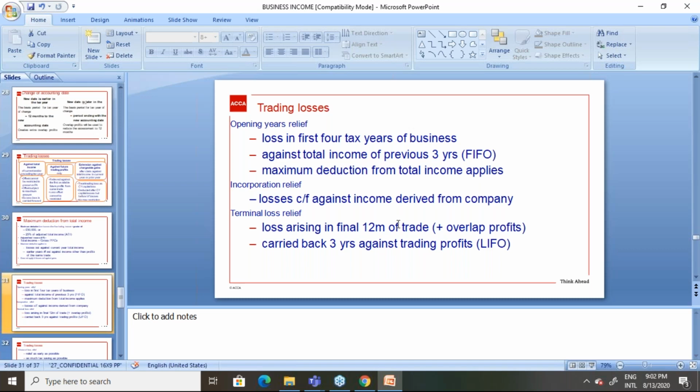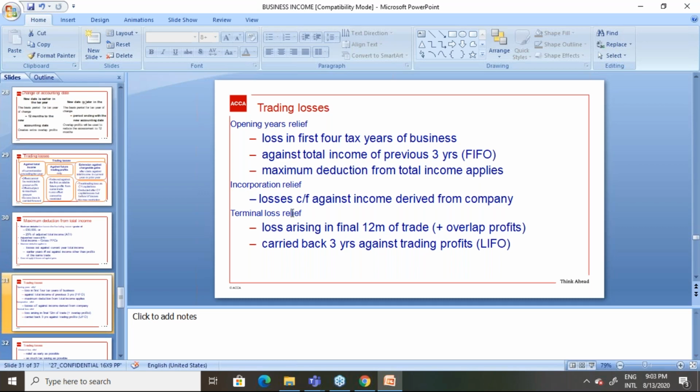You calculate the loss incurred during the last 12 months of the business, and that loss can be carried back for 3 years against trading profits according to last in, first out basis. Here you can set it off against only trading profits according to last in, first out basis. That means the latest one first. In opening year relief, it was the earliest one first.